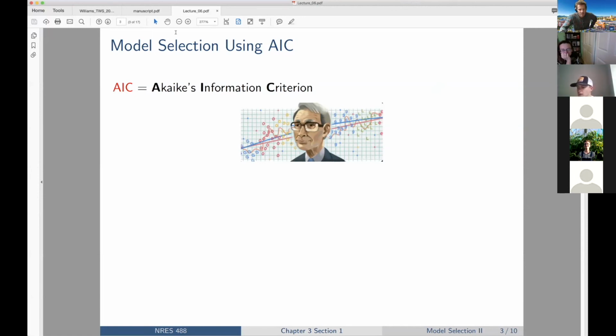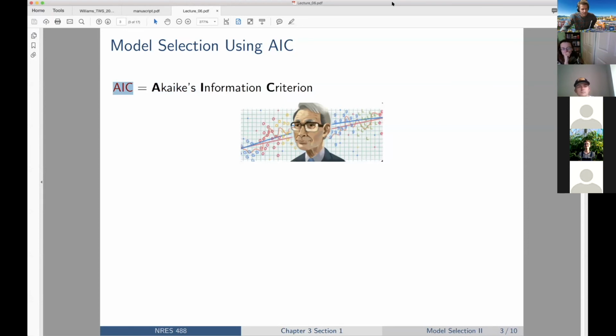Originally, when he wrote the paper, he called it an information criterion instead of Akaike's information criterion. But now it has evolved to be known as Akaike's information criterion. There are a lot of information criteria available, some form of IC. There are about 10 different information criteria that all have some acronym like this.